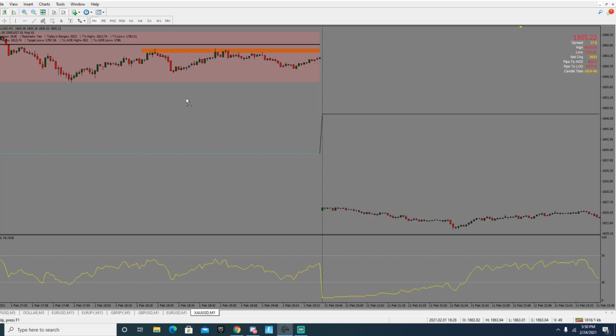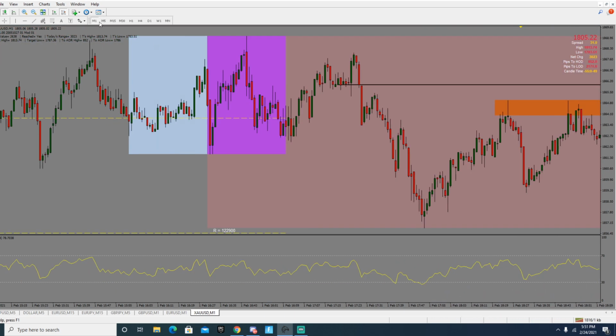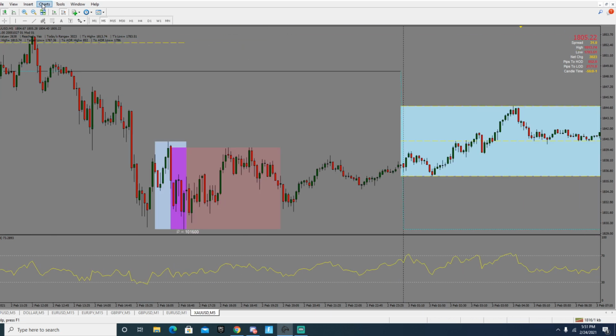Let's look at it. I don't know why the chart is looking like this. Let's just stay on the 5, because I don't know what's going on. It put me all the way back there.